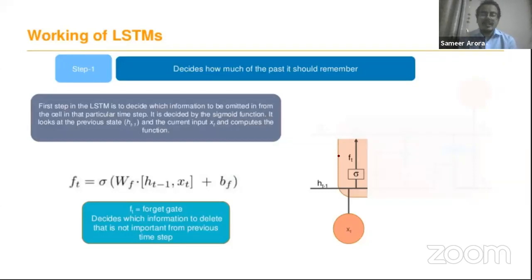First, whatever information is provided in the input, it identifies what is the most vital input which we can store, and what is the vague input, which we can exclude. So the first step in LSTM is to decide which information is to be omitted from the cell at that particular time step, and it is decided by the sigmoidal function. There are two different functions which work at a time, the sigmoidal function and the tanh function. The sigmoidal function identifies which information is not relevant for us, and the tanh function identifies the information and gives its importance in the range of -1 to 1.